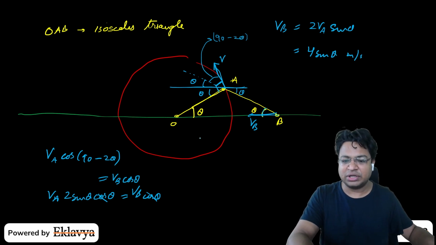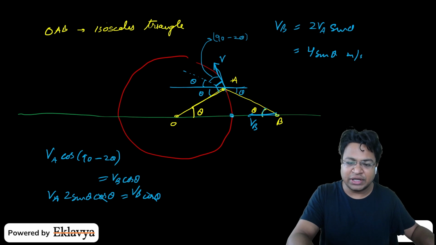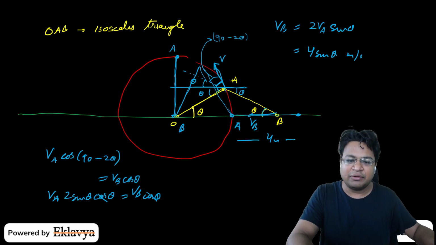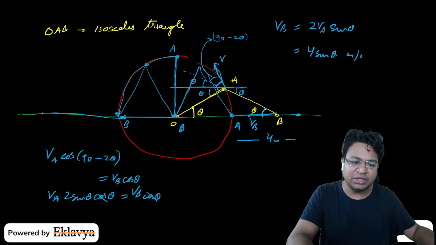Another thing that you can take note of, that when A was here, B would be at a distance of 4 meters from here. So B would be here. By the time A reaches somewhere here, B reaches here, and when theta becomes 90 degrees, B would be here. And when A comes this side, B starts going this side. Okay, so B is here now. And when A comes here, B comes here.